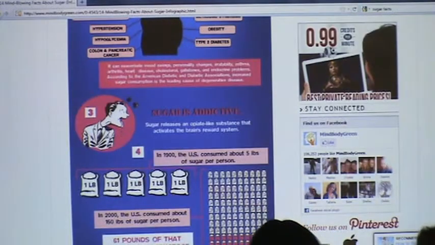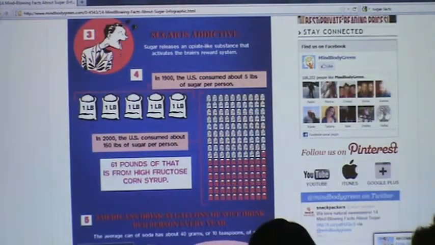The next one, number 3, sugar releases an opiate-like substance that activates the brain's reward system. So in 1900, the U.S. consumed about 5 pounds of sugar per person. 5 pounds. So think of those bags that you get at the market. In 2000, the U.S. consumed about 150 pounds of sugar per person. And then 61 pounds of that is from high fructose corn syrup.